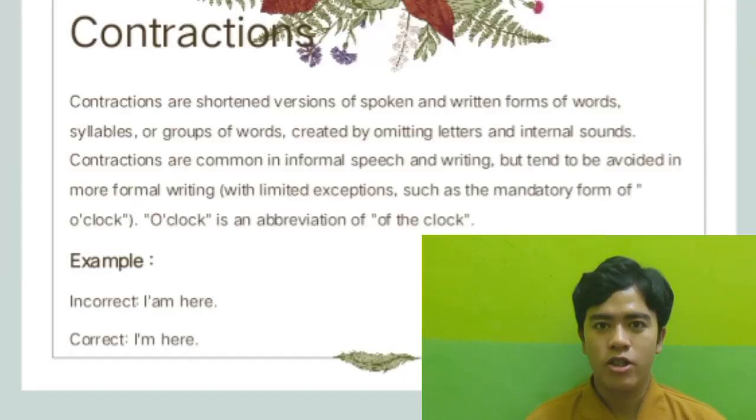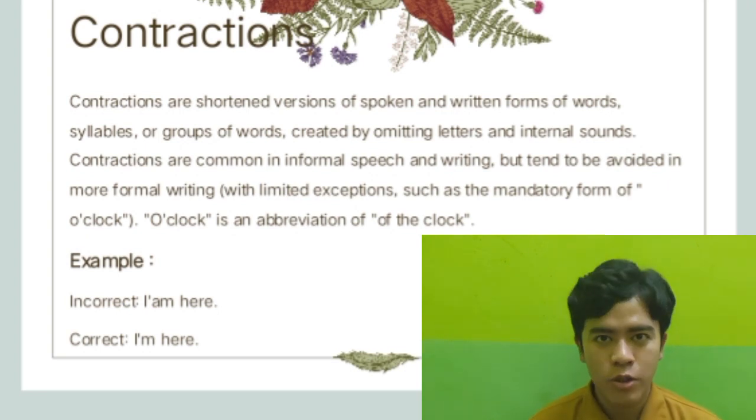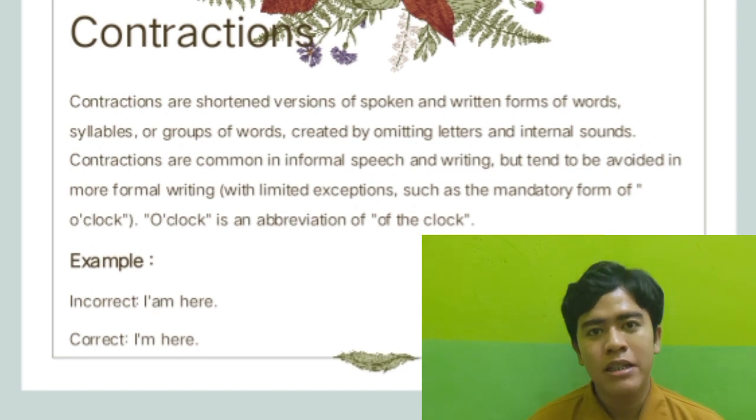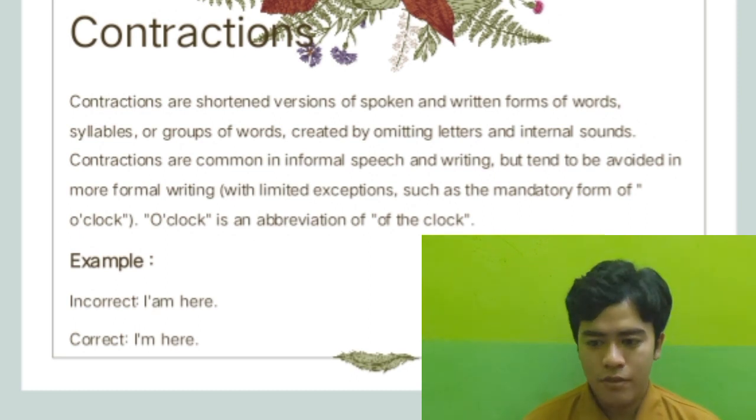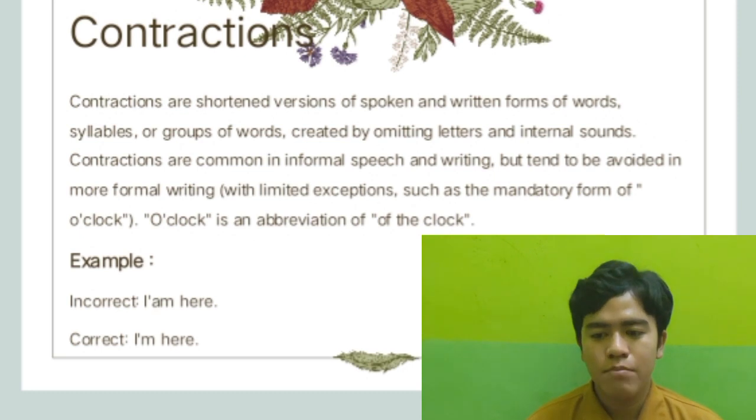The last one is contractions. Contractions are certain versions of spoken and written forms of words, syllables, and groups of words created by omitting letters and internal sounds. Contractions are common in informal speech and writing, but tend to be avoided in more formal writing, with limited exceptions, such as the mandatory form of o'clock. O'clock is an abbreviation of of the clock.